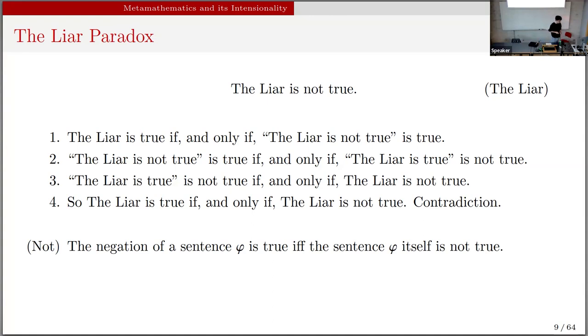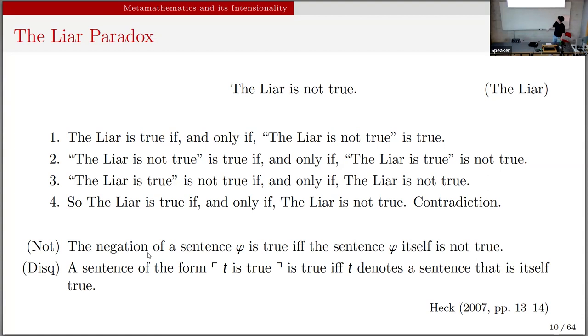For the third line, we again have another principle which says that a sentence of the form "T is true" holds if and only if T denotes a sentence that is itself true. Again, this principle I think is quite intuitive, and we can see that the third line of this informal argument is just again an instance of the disquotation principle, the principle that takes care of the relationship between truth and quotation. And here the third line is just that with T being the liar, and a negation on both sides of the if and only if.